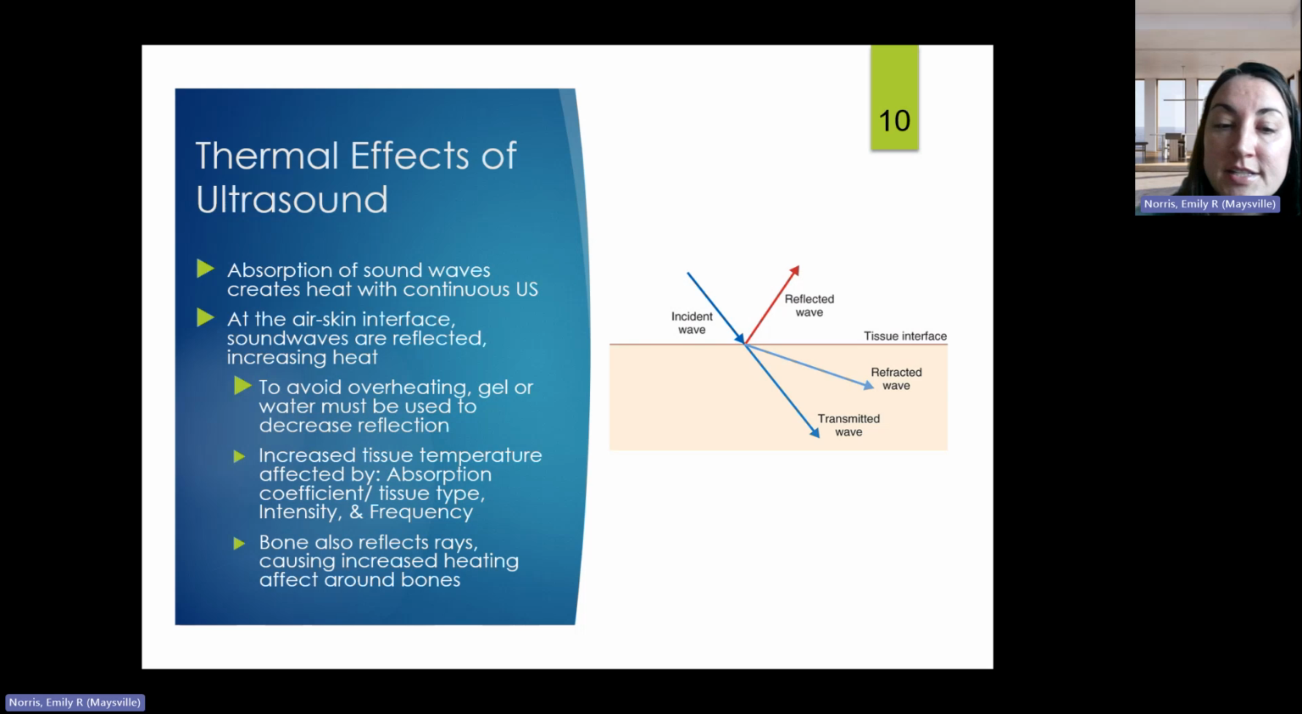Bone also reflects rays, so that also causes an increase in heating around bones. So you have to be careful, especially in areas with little tissue covering the bones, like let's say an elbow or hand or a foot. You have to really be careful what intensity and frequency you set that ultrasound at to avoid overheating. You also always move the ultrasound head to avoid overheating.